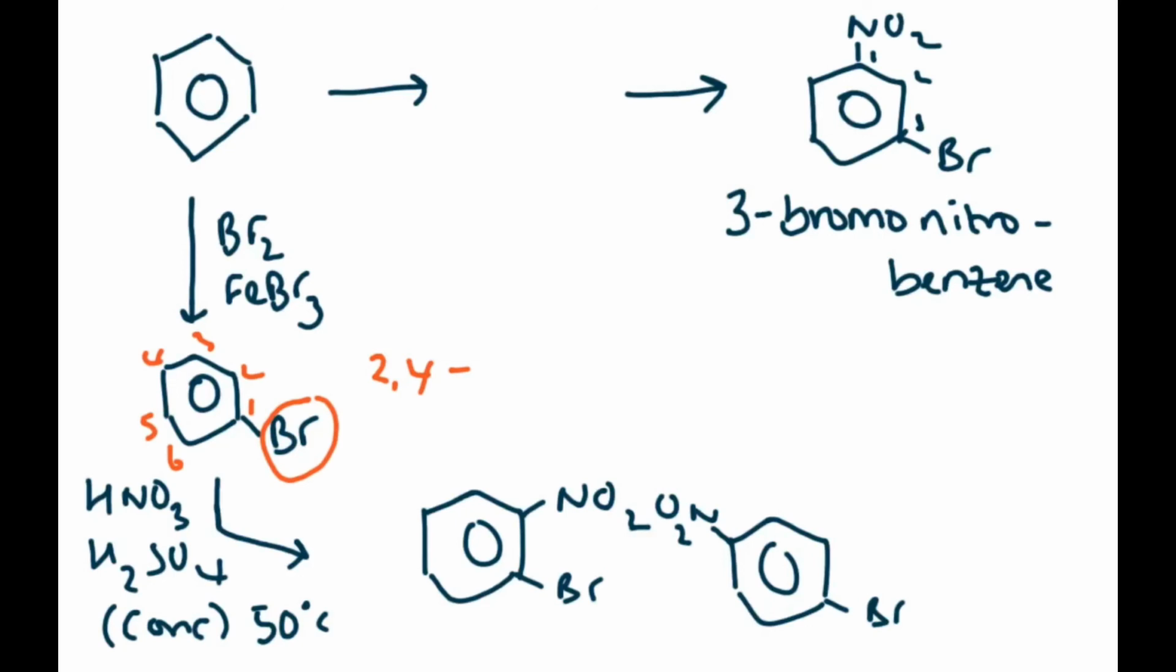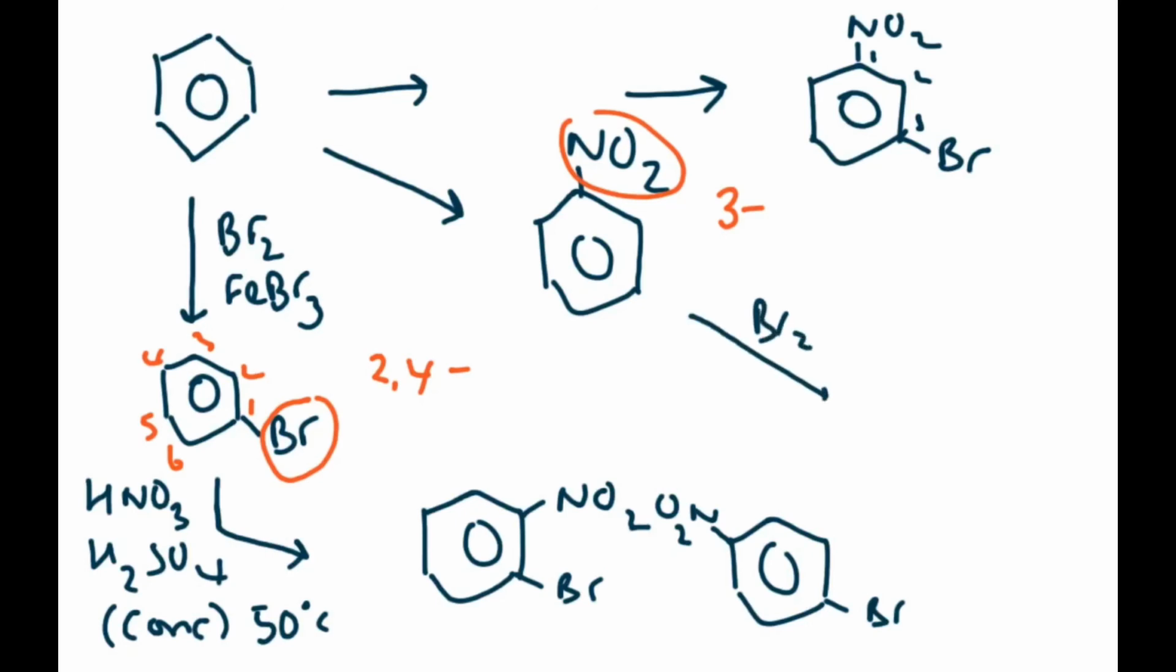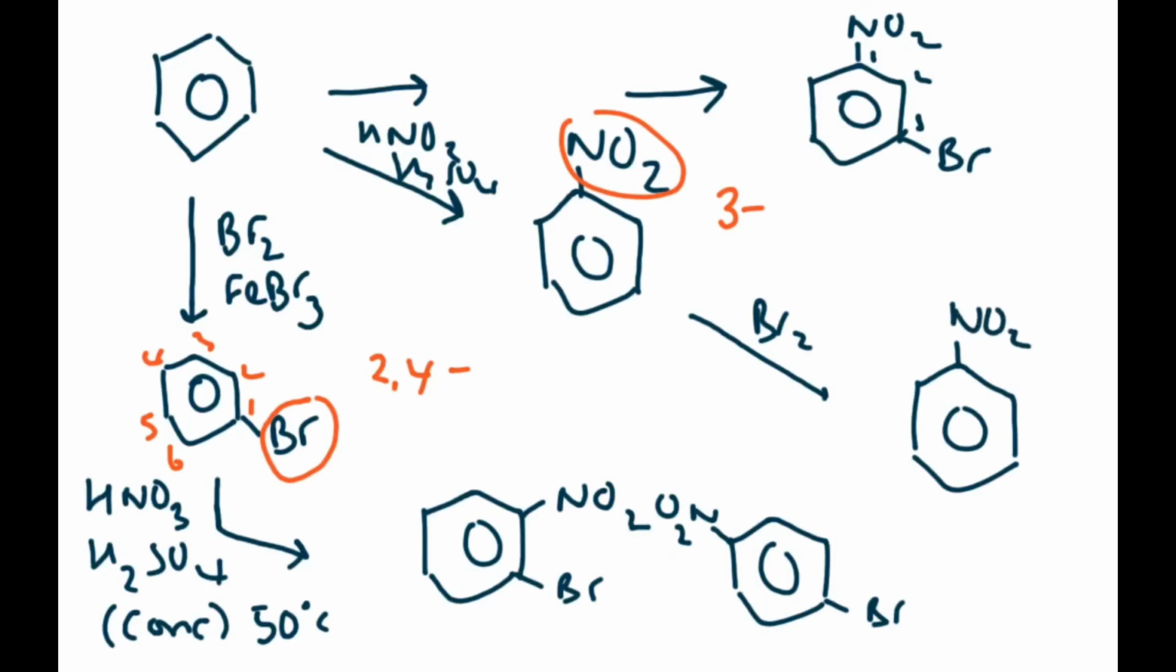Okay, but that's not what you have been asked to make. So therefore you cannot do this pathway. What you need to do is the nitration first. So if you do the nitration first and get nitrobenzene, then because nitro is a 3-directing group, and then you do the bromination, so you do the concentrated nitric acid, concentrated sulfuric acid first, and then you do the bromination, so that is going to form in the 3 position, so remember 1, 2, 3, and that's where the bromine is going to go.